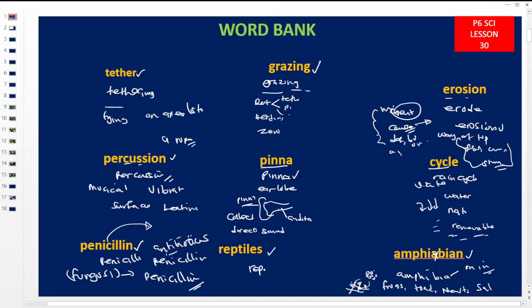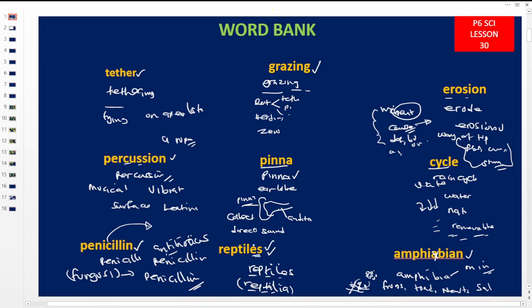Lastly, we have this word, reptiles. The word reptiles comes from the word reptilia, and reptilia means the animals that move by crawling, the crawlers, like the crocodiles, the turtles, the tortoises, the terrapins, plus the alligators and the chameleons and some other lizards. So those are what you call reptiles.